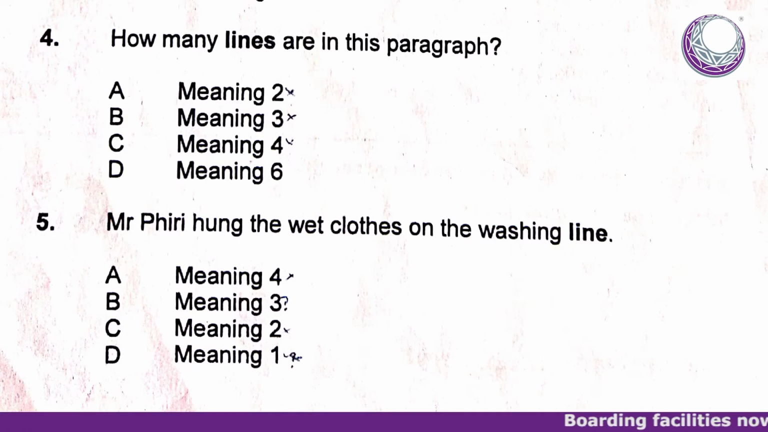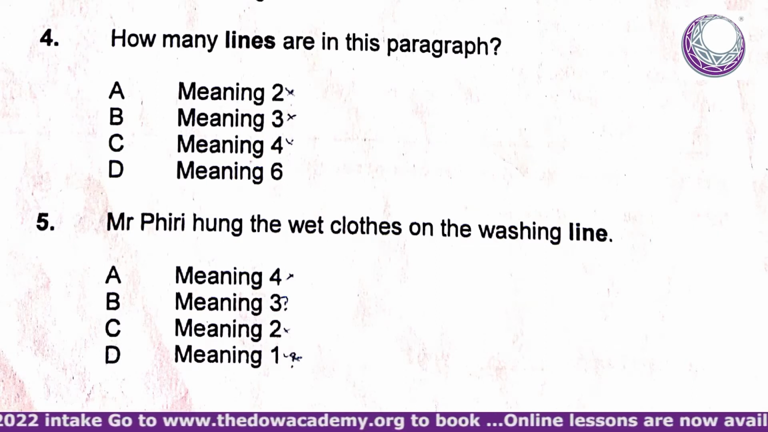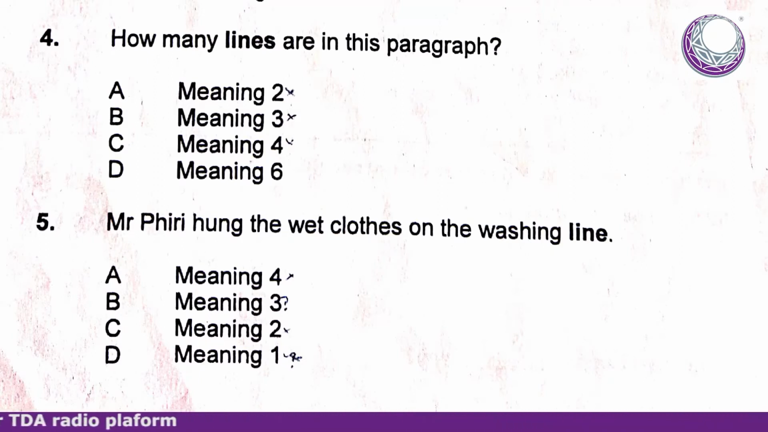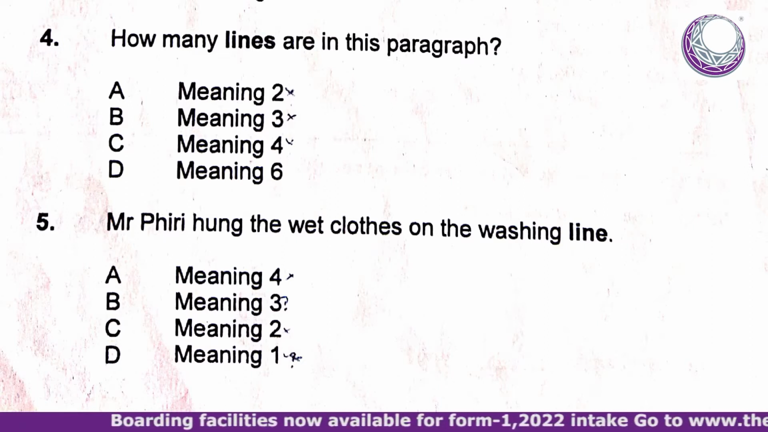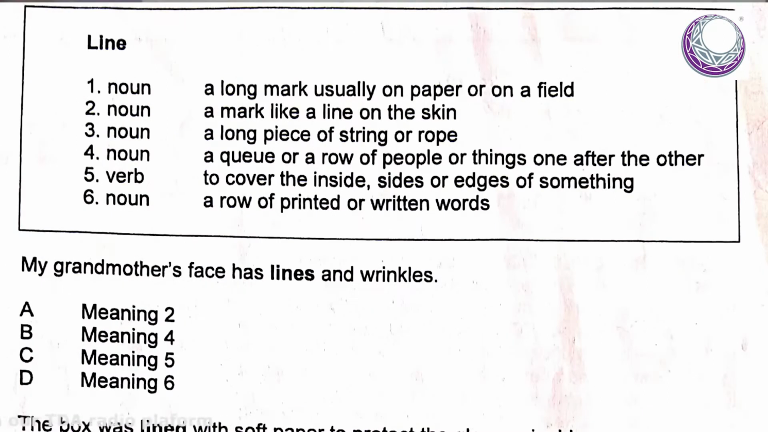Mr. Piri hung the wet clothes on the washing line after washing clothes. Remember, I think I explained this to say we can wash our clothes and put them on a line for them to dry out there in the open. So which one is the correct meaning? So we can move on to look at this.